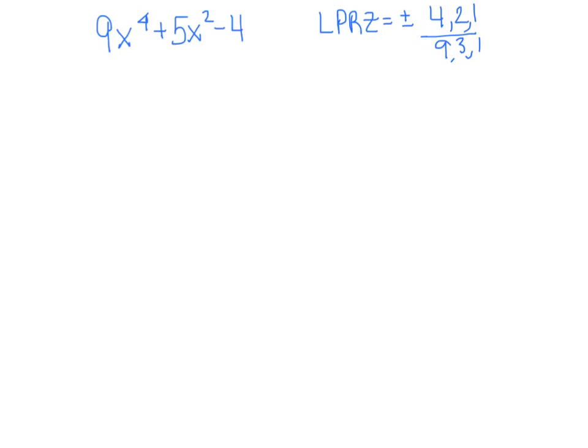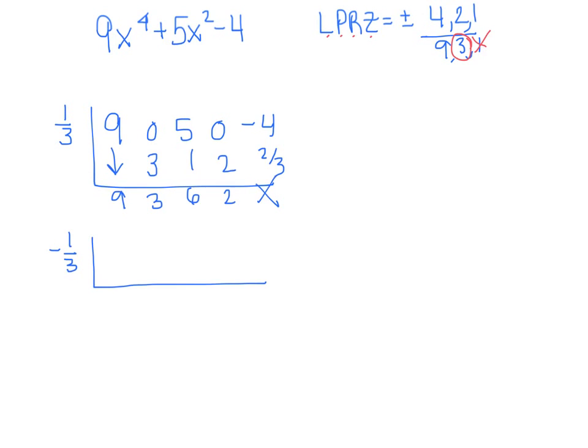Okay, so I've just written everything down again, so I have it available. I've already tried everything over 1, so now I'm going to try everything over 3. This is my list of possible rational zeros. Alright, so let's try this again. I'm going to have 9, 0, 5, 0, negative 4, and outside, let's start with 1/3. You can see 1/3 didn't work, so I'm trying negative 1/3. Didn't work. Keep trying.